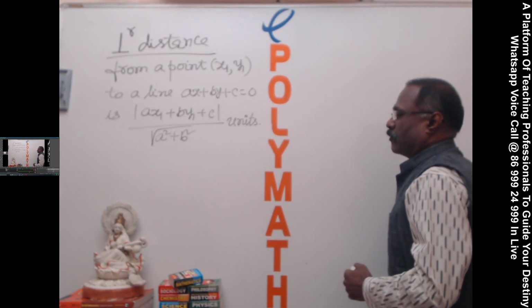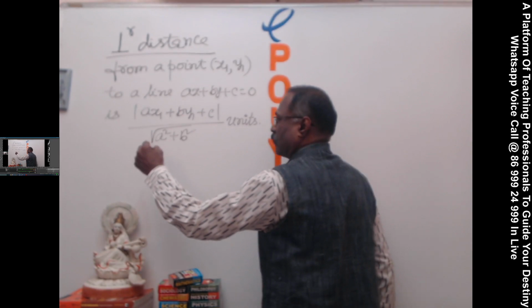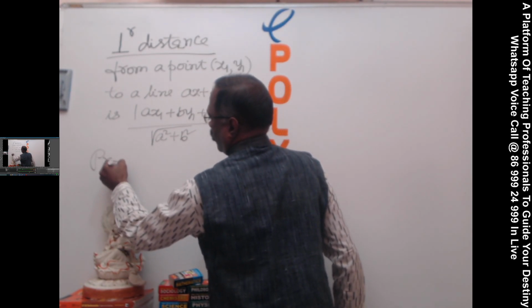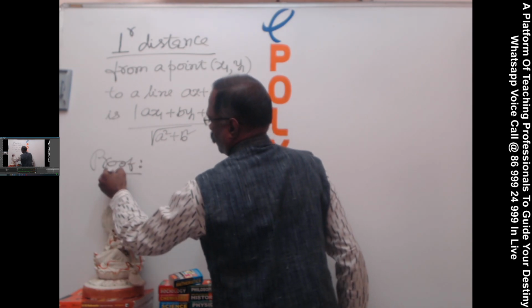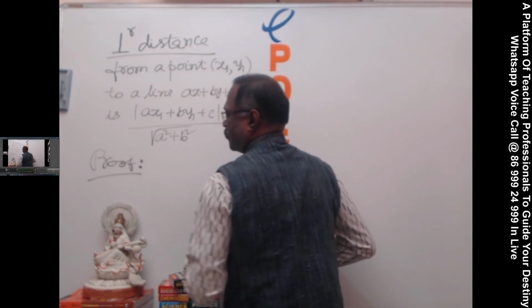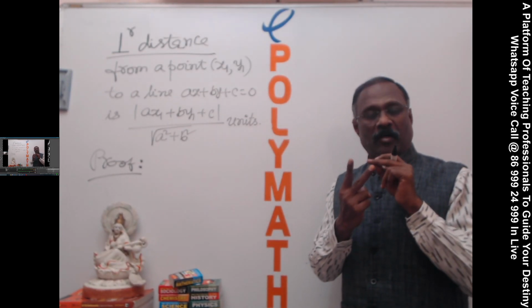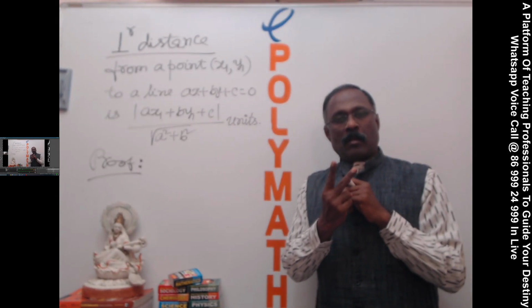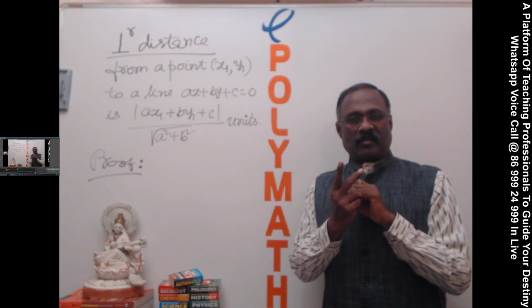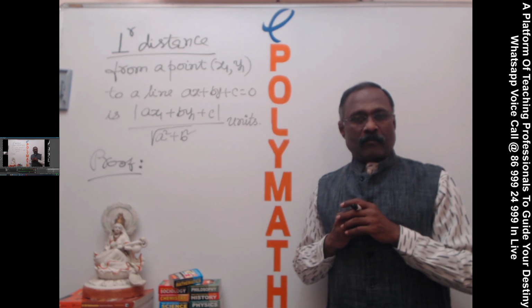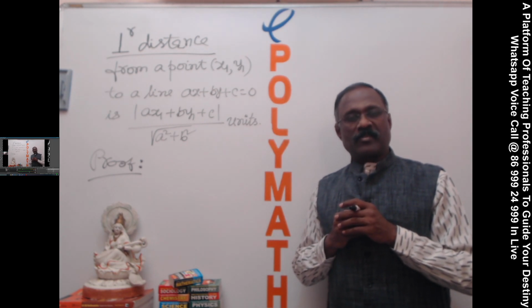Okay, the proof goes like this. It is a simple proof. In this proof, we will make use of two concepts. Number one, shifting of origin. Number two, the normal form of the straight line.